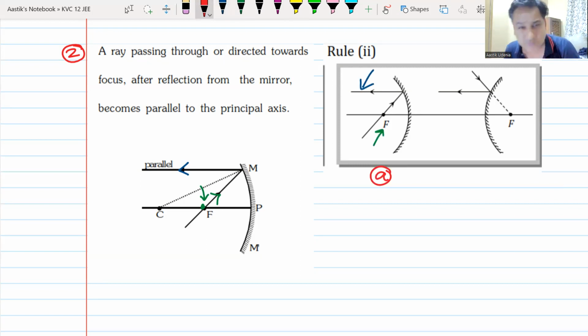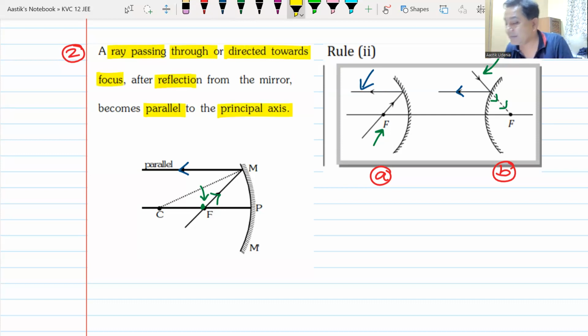The ray can actually pass through the focus, but in case of B, which is the convex mirror, the ray cannot pass through the focus. What will happen is it will appear to go towards the focus. It will not be able to go towards the focus after reflection from the mirror, but it will become parallel to the principal axis. That is my rule number two. A ray of light which passes through the focus or is directed towards the focus, after reflection will become parallel to the principal axis. How many of you knew this? Rule number two.